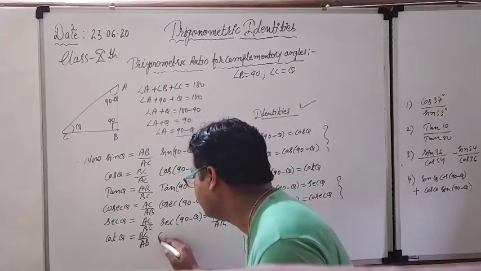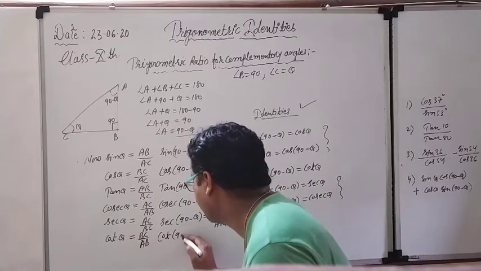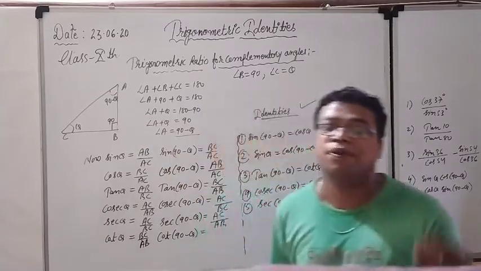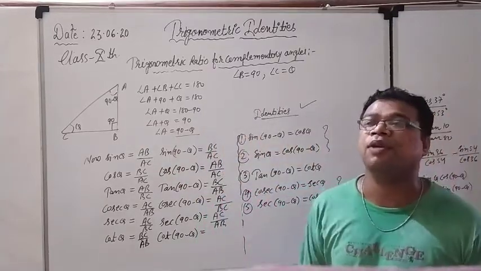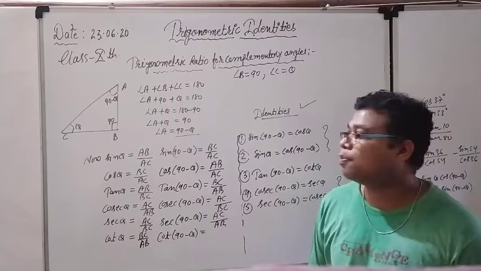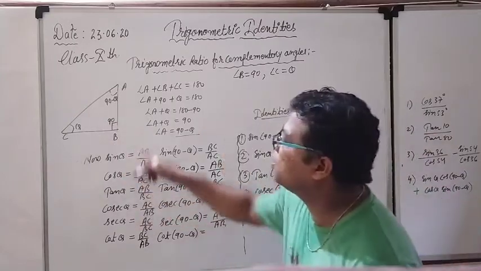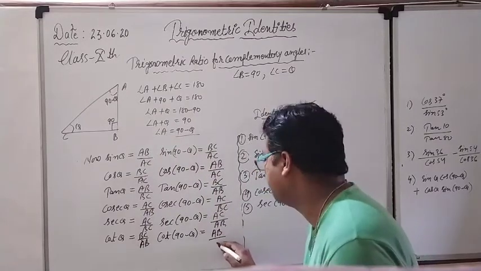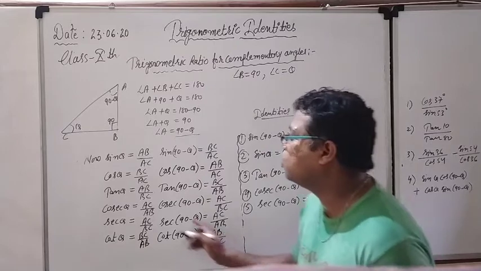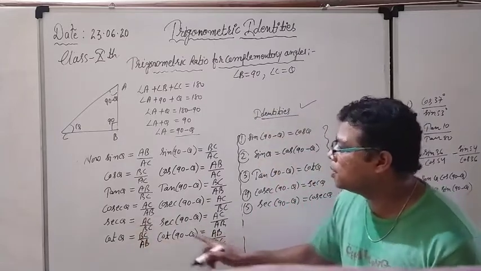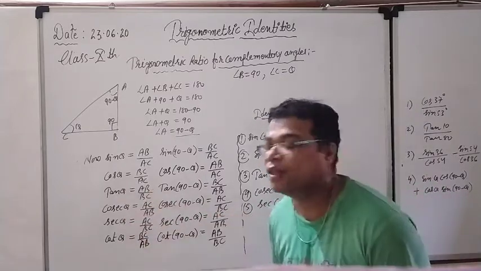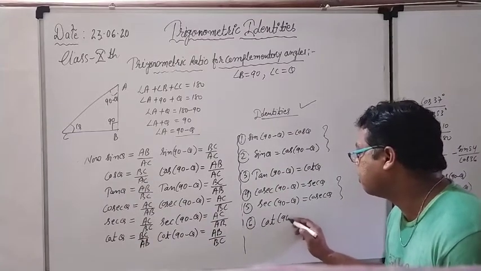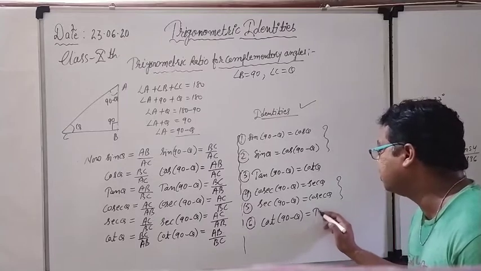Now see the last thing. If I have to find cot 90 minus theta, what is the value of cot? The value of cot is base upon perpendicular. What is the base here? The base is AB. And what is the perpendicular? The perpendicular is BC. Now find this value in terms of theta. AB upon BC is the value of tan theta. So what is the sixth formula? Cot 90 minus theta is none other than tan theta.